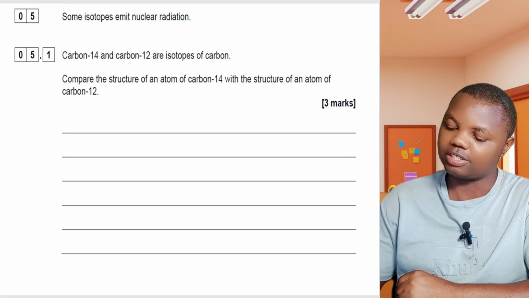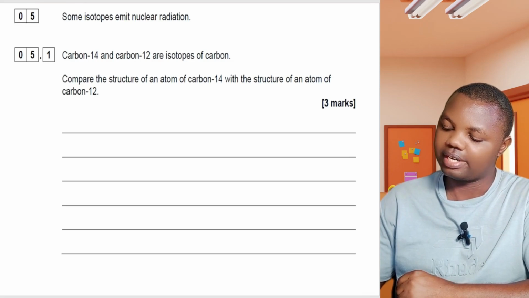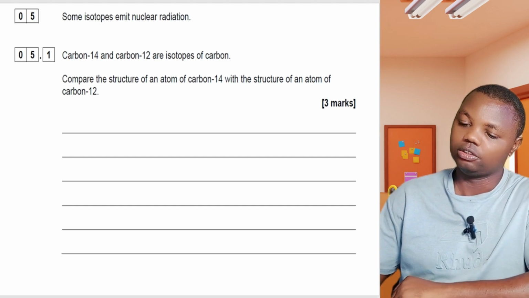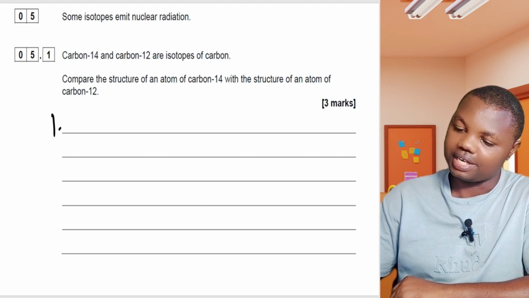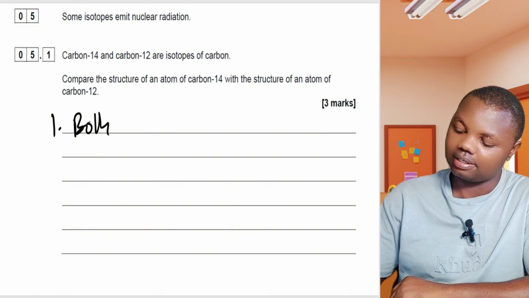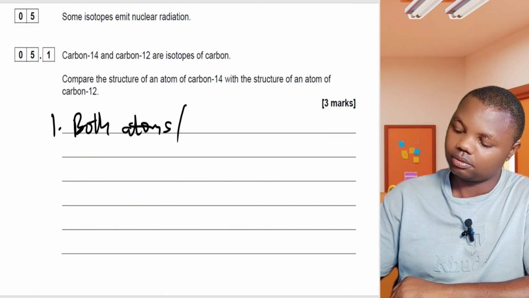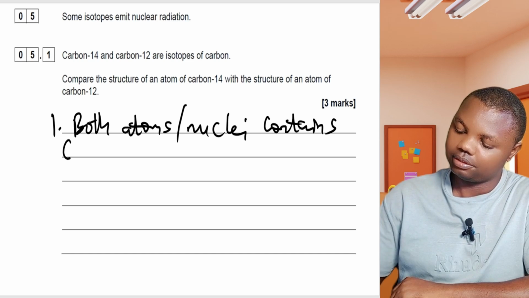Some isotopes emit nuclear radiation. Carbon-14 and carbon-12 are isotopes of carbon. Compare the structure of an atom of carbon-14 with the structure of an atom of carbon-12. So, number one, since they are isotopes, we can say both atoms, or both nuclei, contain 6 protons.